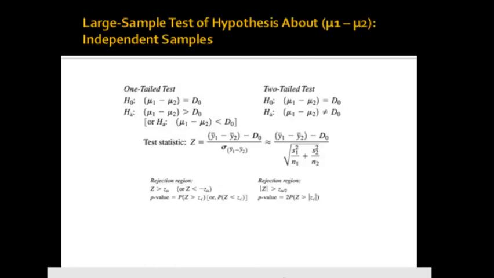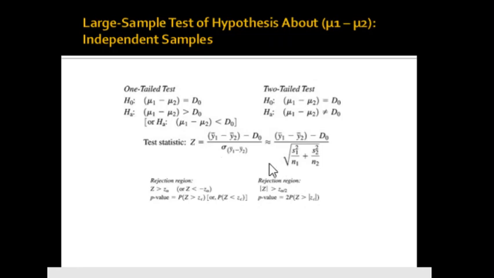So here's a summary of how we can conduct the test for mu1 minus mu2, which is our parameter. If we conduct a one-tailed test, our null hypothesis is mu1 minus mu2 equal to the value that we are trying to compare the difference with, usually 0. The alternative could be a greater than test, less than test, or if it's a two-tailed test, a not equal test. That depends on what we are trying to test.